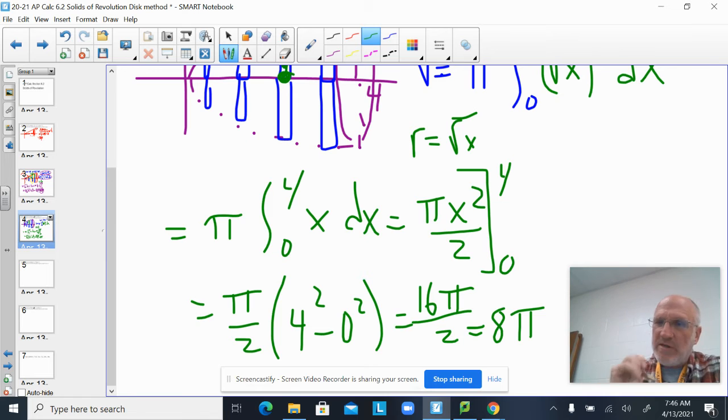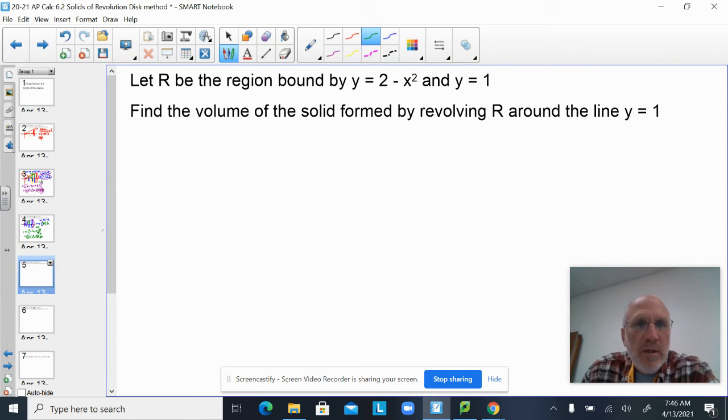Okay, two other examples to show you, and they both do something different. One of them stacks points vertically, and the other one, this next one, the line we're rotating around is not the x-axis, it's just a different line. So let R be the region bound by y equals 2 minus x squared and y equals 1. Find the volume of the solid formed by revolving R around the line y equals 1.